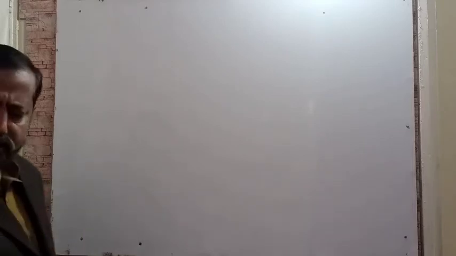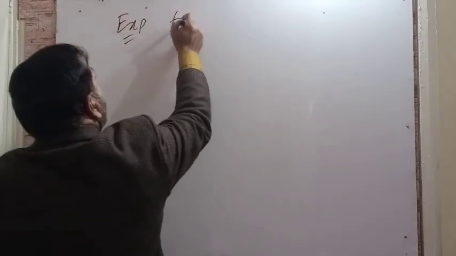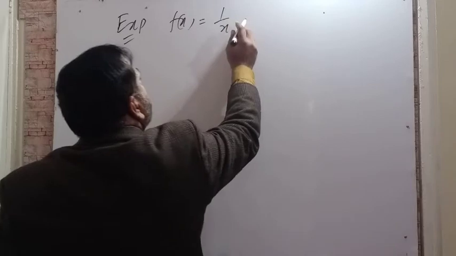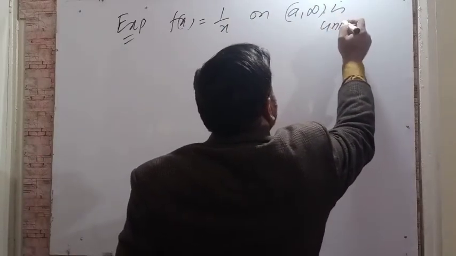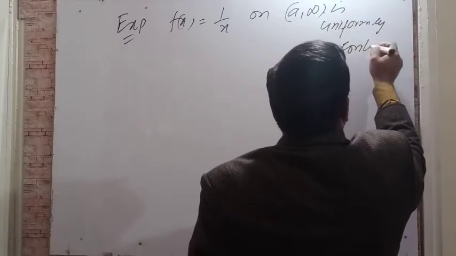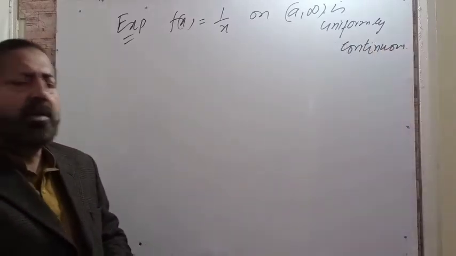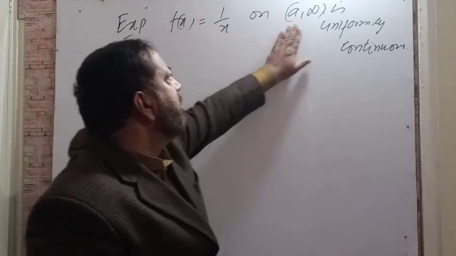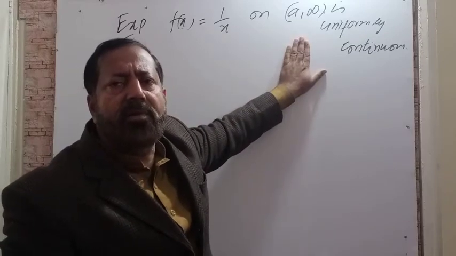So I have another example. You can say that hence f(x) equals 1 over x is not uniformly continuous on (0, 1). But there is another example. f(x) equals 1 over x on [a, infinity) is uniformly continuous. You see, I have the same function, 1 over x, but I have changed the domain to [a, infinity). This function is uniformly continuous on [a, infinity).